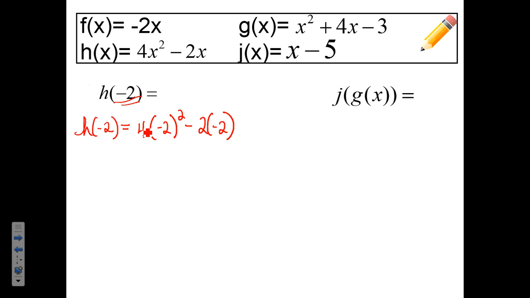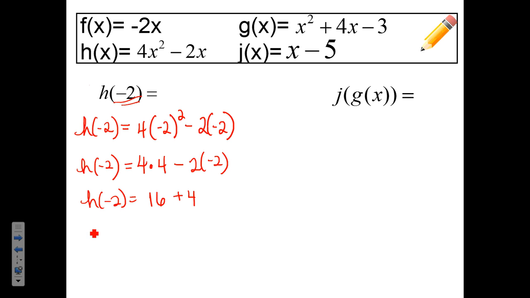And then I'm going to follow the order of operations. Okay, please excuse my dear Aunt Sally. So parentheses and then exponents. So negative 2 squared, that's going to be 4. So 4 times 4 minus 2 times negative 2. Remember, the h of negative 2 stays the same. Now I do multiplication or division left to right. So 4 times 4 is 16. Negative 2 times negative 2 is a positive 4. Now I add or subtract left to right, and I would get h of negative 2 is equal to 20.